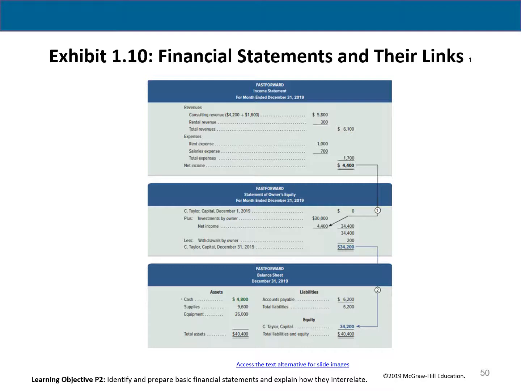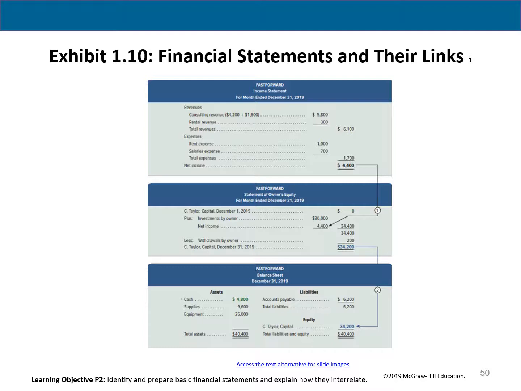Hopefully you have it in your book, but you can see here's FastForward's income statement. So taking the information off the spreadsheet, we know that they had consulting revenue and rental revenue. Take notice, the very first line item, we call that a heading. It's 3 lines: the name of the company, the name of the financial statement, and the period of time that the transactions were for. So we have here FastForward, income statement for month ended. So this was only for the month of December. Month ended December 31st, 2019.